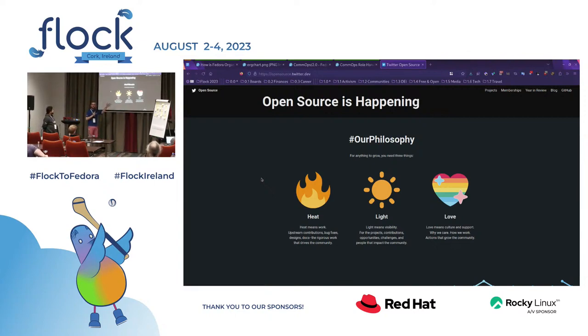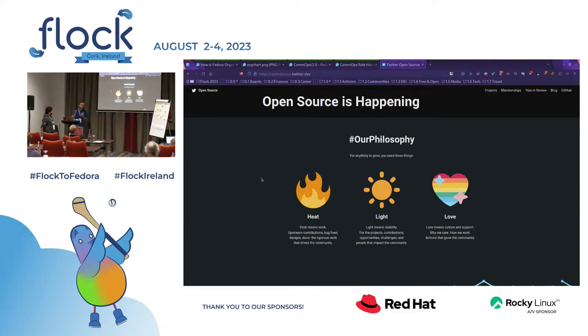But his vision that he put here for Twitter, he kind of actually built out in Fedora. And so the vision for this community operations team back in 2015 was to provide these three roles in the community. Heat, which means work upstream. I will say this definition is a little more code focused, but I wouldn't limit your imagination to code on this. So he wrote here: upstream contributions, bug fixes, designs, documentation, the rigorous work that drives the community. Light, which means visibility, for the projects, contributions, opportunities, challenges, and people that impact the community. And love, that means culture and support: why we care, how we work, actions that grow the community.